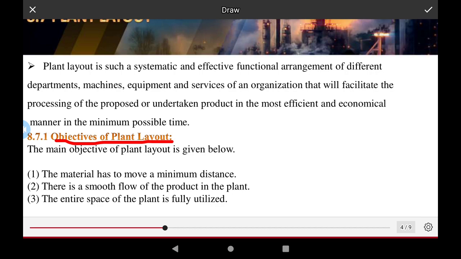Short distance travel to the goods and services easily available in the market. Then the cost is also reduced. The entire space of the plant is fully utilized. The plant is useful, and the nearness of the market makes the product and services easily available.